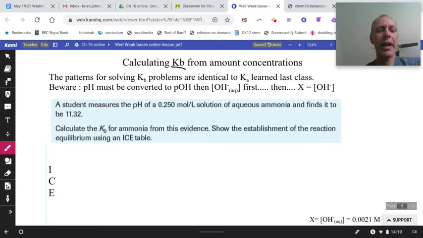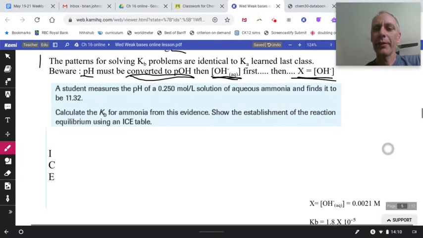As it says in your notes, the patterns for solving Kb problems are identical to Ka that we learned last class. The big difference is they always give us the pH, and pH isn't really useful for bases. We need to convert it to the pOH. That's an important step. In any of these problems, as soon as you're given the pH, turn it into the pOH. Why? Because then we can get the concentration of hydroxide, and once we have that, we have x in our ICE tables and x in our shortcut. Okay, so we're just going to take a look at some problems and learn as we go.